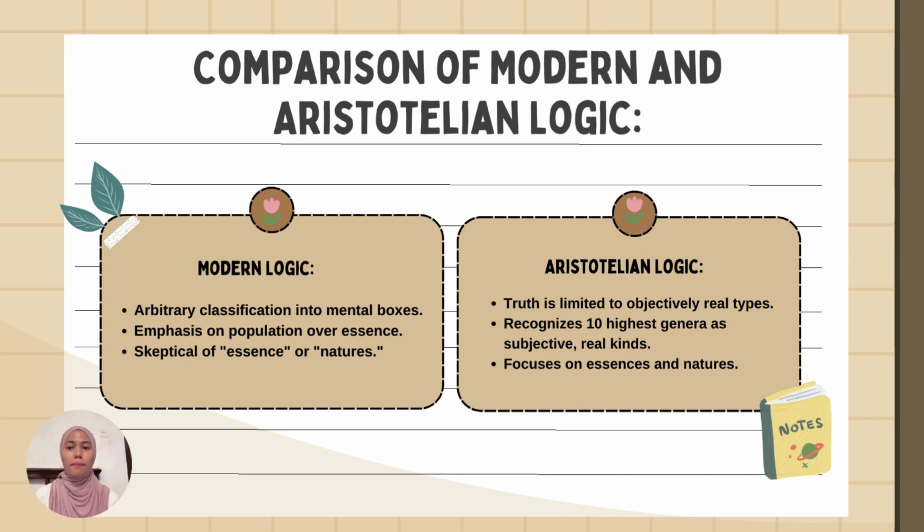Now we move on to the comparison of modern and Aristotelian logic. In modern logic, classification is arbitrary, into mental boxes, and it emphasizes populations over essence, and it is also skeptical of essence or natures. Whereas in Aristotelian logic, truth is limited to objectively real types, and it recognizes 10 highest genera as subjective real kinds, as I already mentioned before, and it also focuses on essence and natures.